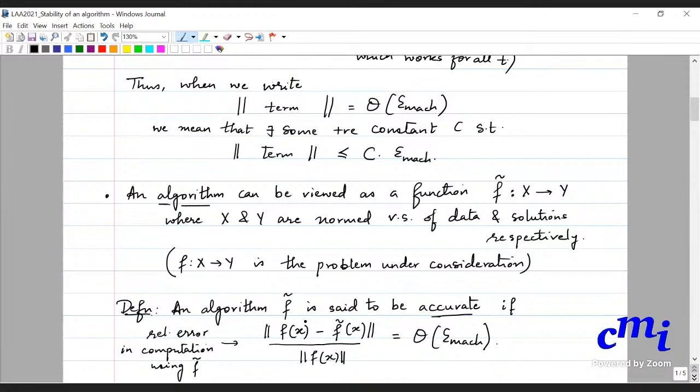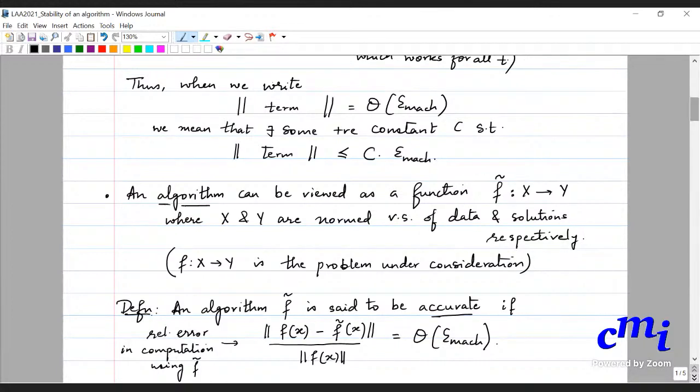What is this relative error? This f of x is the actual answer. f is the actual underlying mathematical problem, x is the data point, and so f of x is the actual answer. You can think of this as the hand computation maybe. Minus f tilde x, this is the computed answer at the same data point x. So what you have on the left hand side here is the relative error in computation when you are using the algorithm f tilde. If this relative error in computation is to the order of machine epsilon, then we will say the algorithm is accurate.